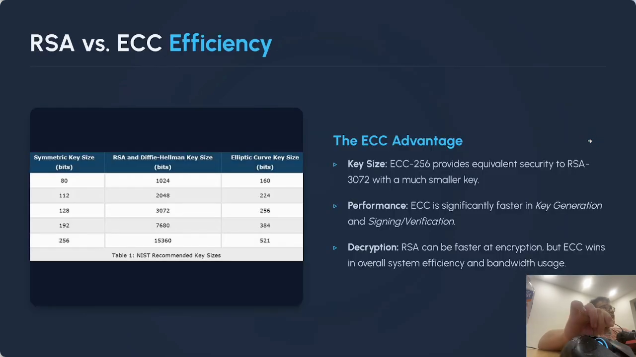Our benchmark shows a clear winner for efficiency. ECC provides the same level of security as RSA, but with much smaller key sizes. For example, a 256-bit ECC key is roughly equivalent to a 3072-bit RSA key. This makes ECC significantly faster at key generation and digital signing. While RSA is still widely used in legacy systems, ECC is the superior choice for mobile devices and modern web security due to its lower computational overhead.